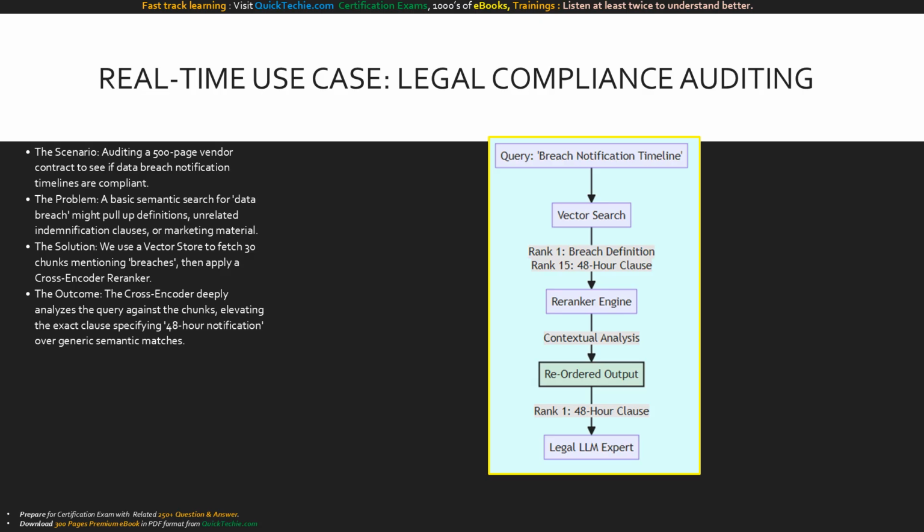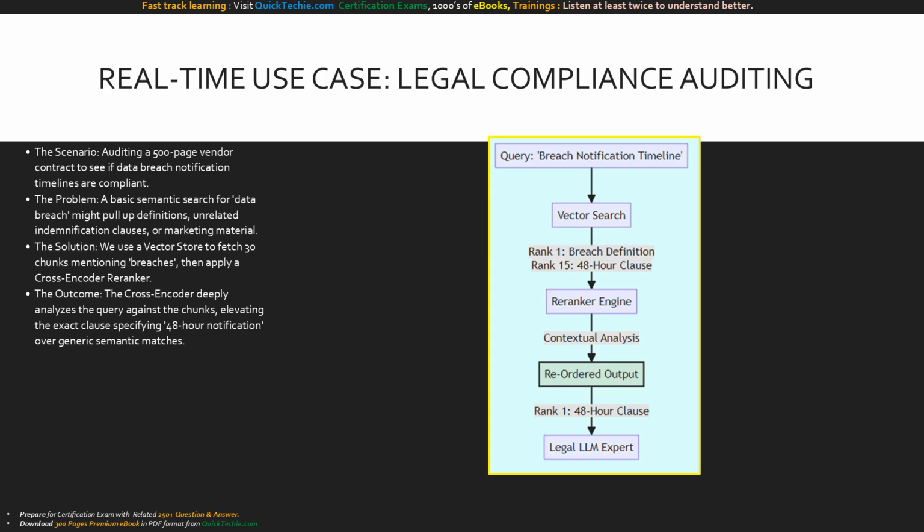Imagine you are building an agent to audit massive, 500-page vendor contracts. The user asks, what is the required timeline for data breach notifications? If we only use a standard vector database, the semantic search will grab everything vaguely related to data and breach definitions, general liabilities, even marketing fluff. The exact clause mentioning 48 hours might be buried at rank 15 and completely missed by the LLM.